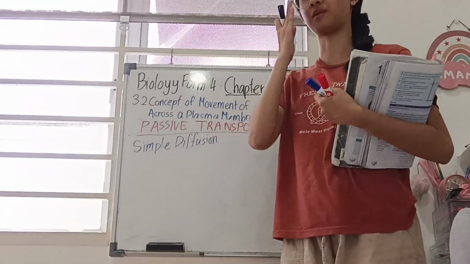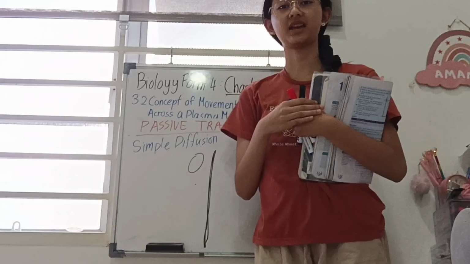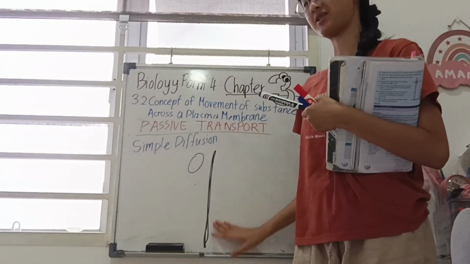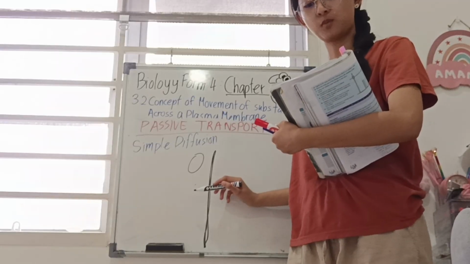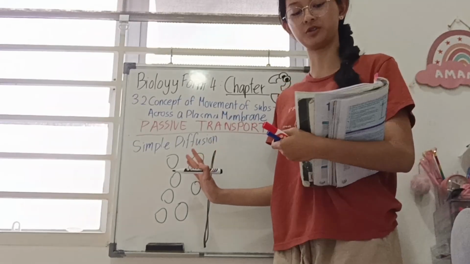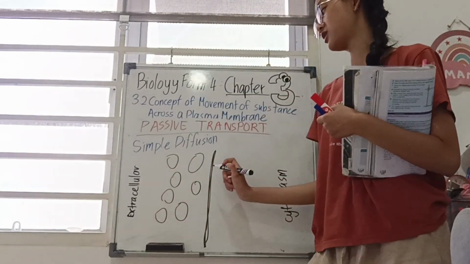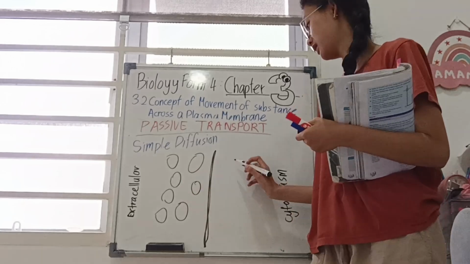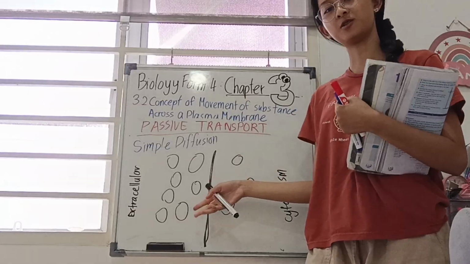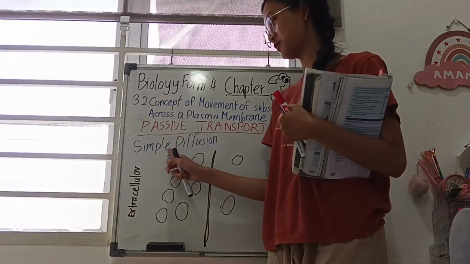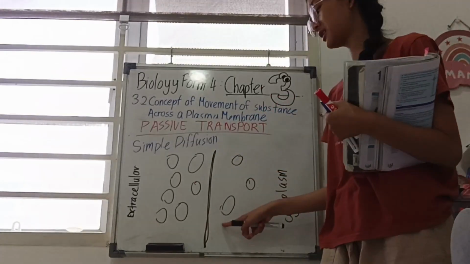So let me draw a little diagram. Let's pretend this is the plasma membrane. And these are the molecules. There are 8 molecules here. This is the outside of the cell, and this is the inside of the cell. So these are molecules or ions outside, and these are also molecules or ions inside. You see, it's obvious that outside of the cell, there are even more molecules, and inside of the cell, there are fewer.